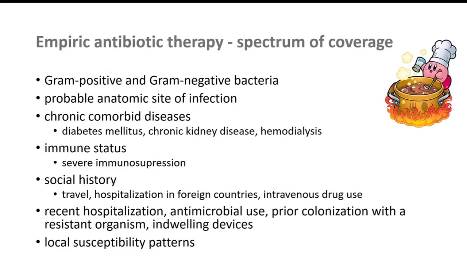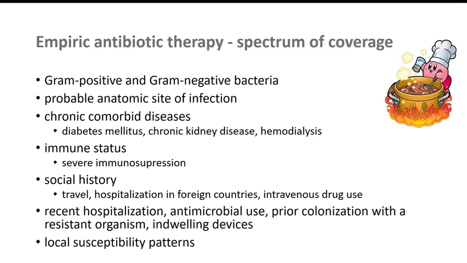So what should we do? Empirically, we should cover gram-positives and gram-negatives, and we must account for the probable anatomic site of infection. We also must think of chronic comorbid diseases, especially severe immunosuppression. Then we must ask about the social history of the patient, so has he been traveling, hospitalized in foreign countries, or in countries where they know that the resistance rate is high.